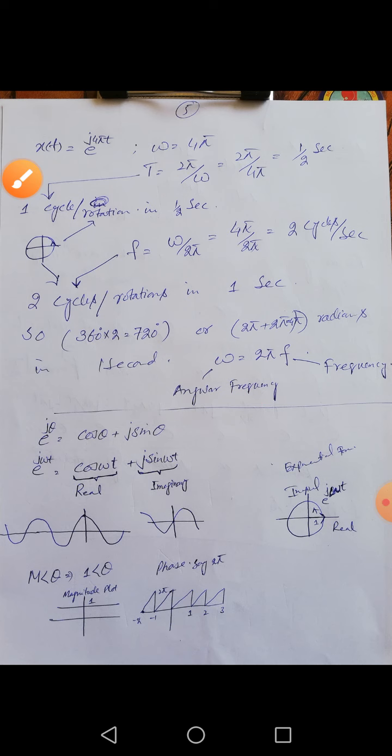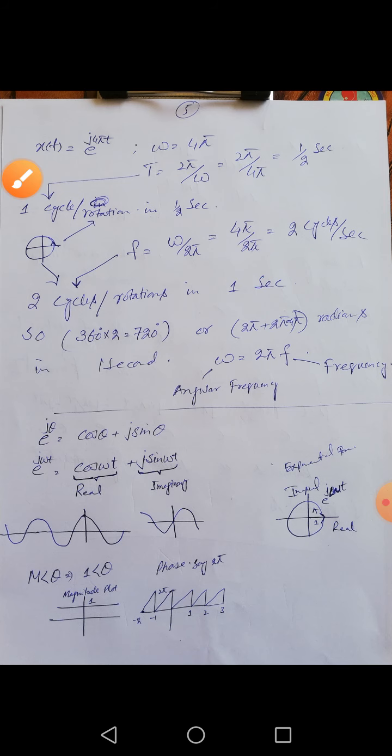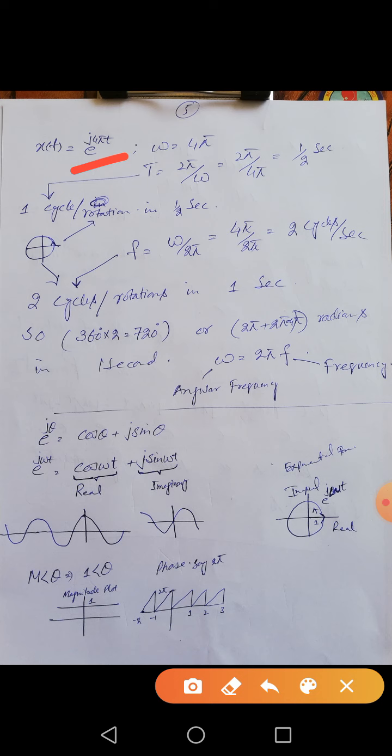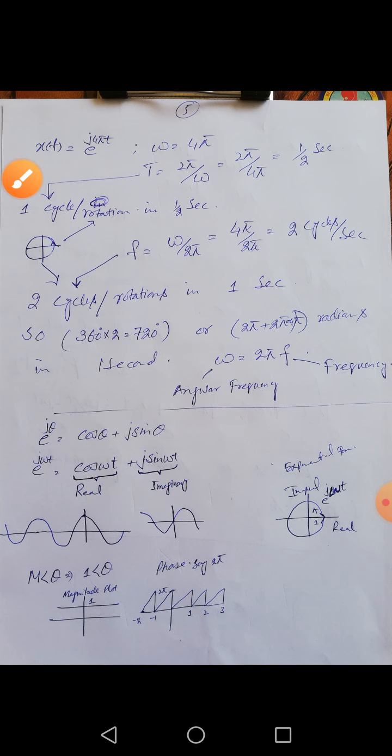And if we calculate the frequency, we know that f is equal to omega divided by 2 pi. Omega is equal to 4 pi, so 4 pi divided by 2 pi, pi cancels, so f is equal to 2 cycles per second. What does it mean? That this phasor will complete 2 cycles in 1 second.